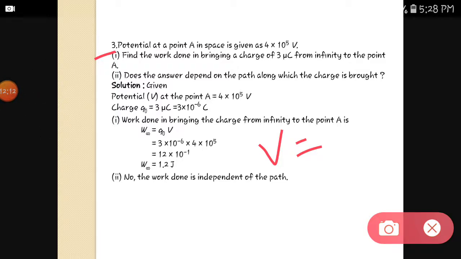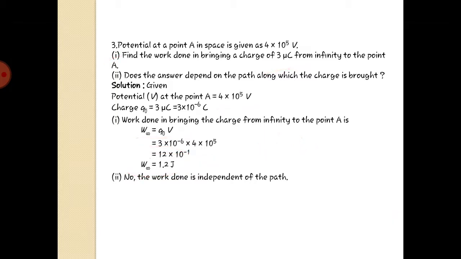The first thing we are going to find out is the work done in bringing the charge. The formula for work done is W infinity equals Q0 V. As V is given and Q is given, you can directly put the values over here. It's very easy. One step forward and the answer is there. So you are getting W infinity as 1.2 joule. It is very easy. It can be asked for only 1 mark. Such kinds of numericals can also be asked in MCQ and even for the VSA type.